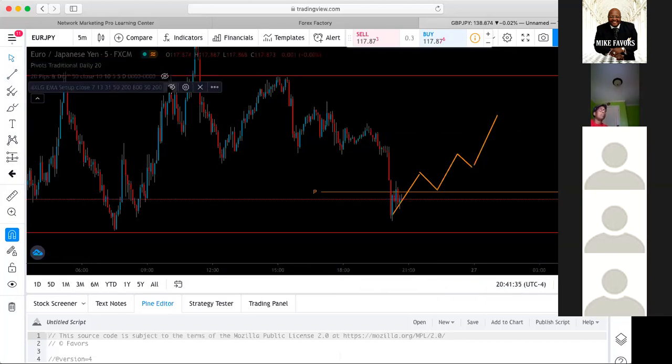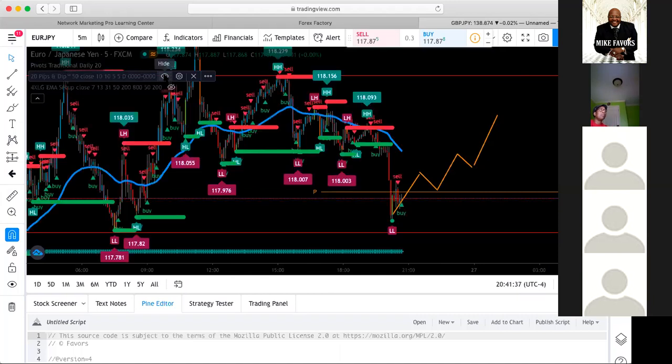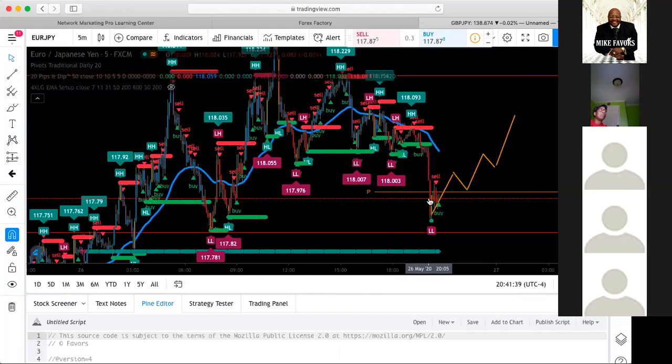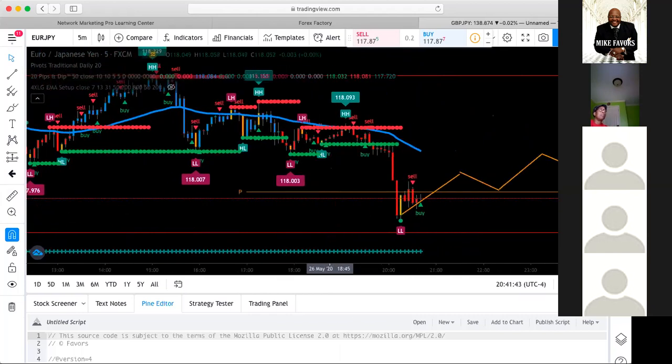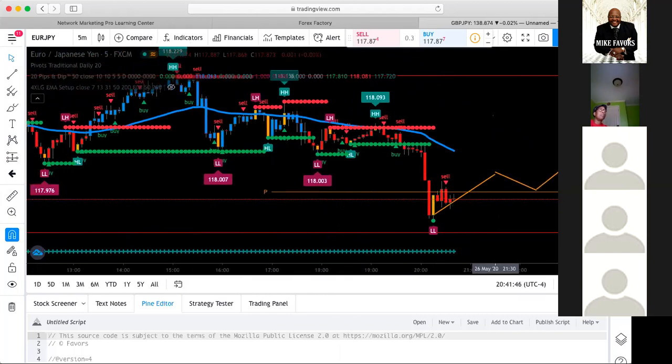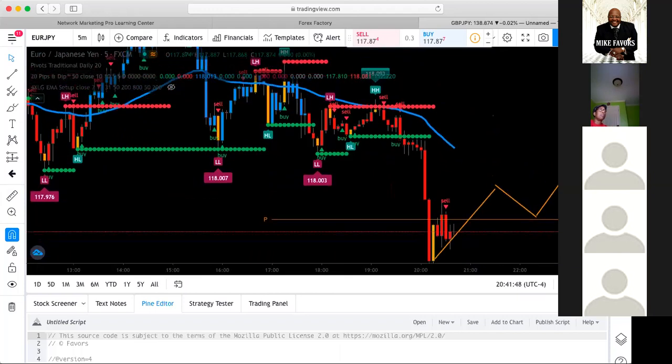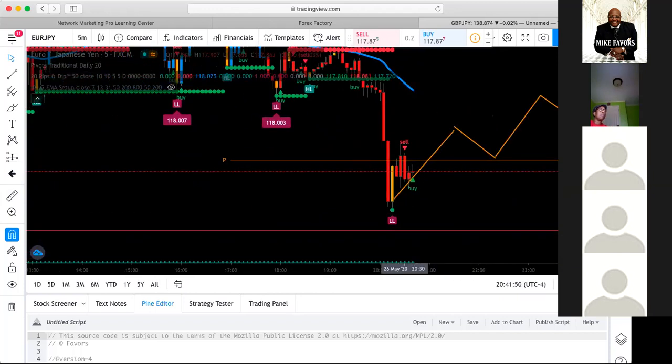And honestly, even if we cut the 20 pip dip on, let me open that up a little bit for you. The 20 pip dip says buy already. Y'all see that? It says buy.